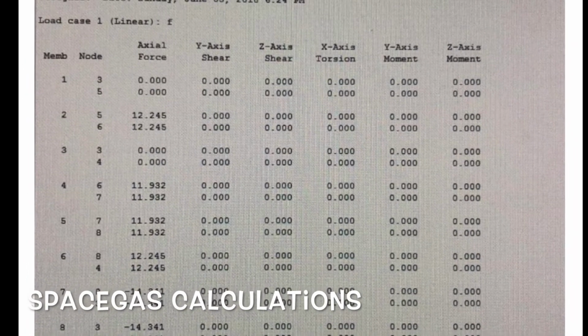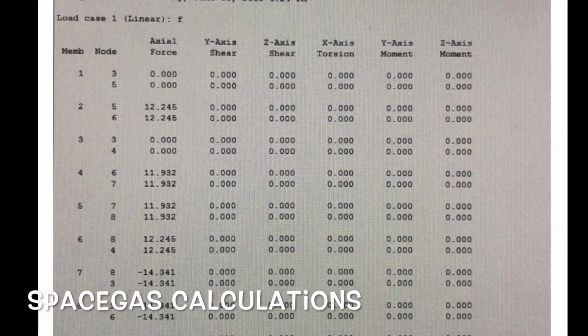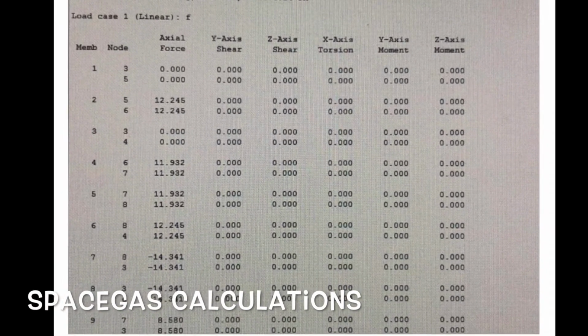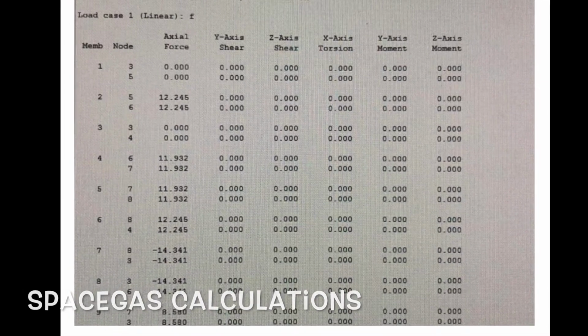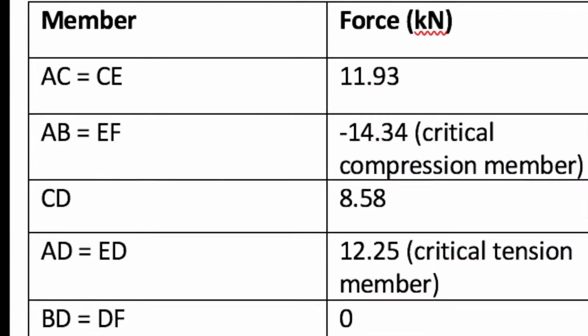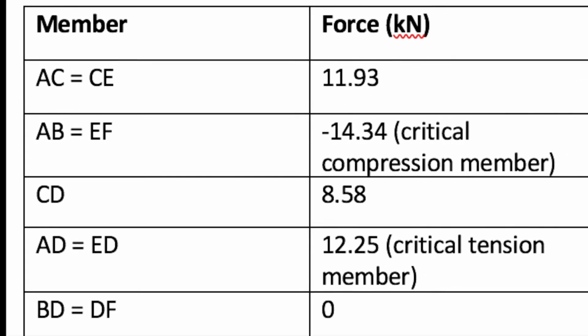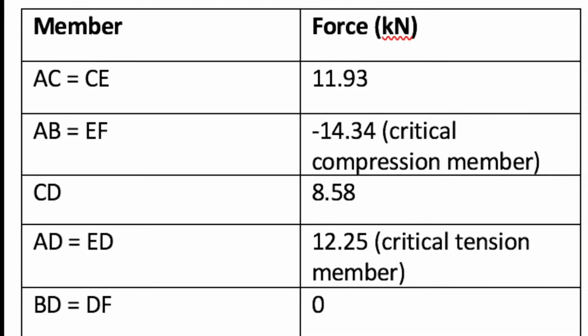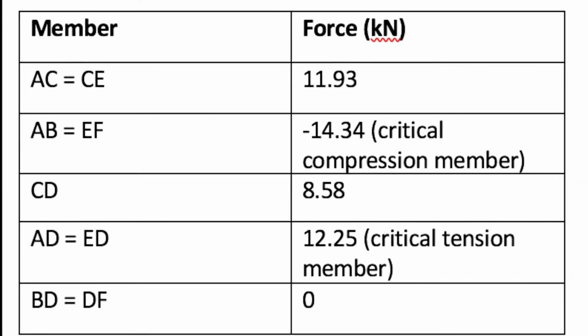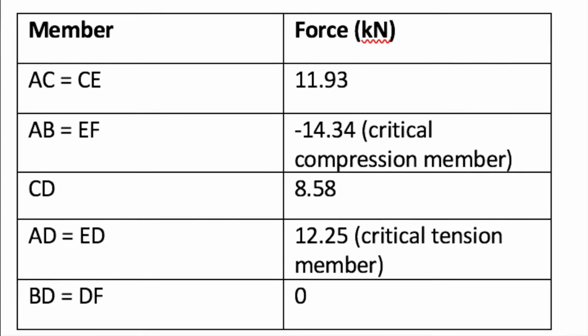This information is then entered into a computer program, SpaceGas. SpaceGas then calculates the force in each individual member. As both sides are exactly symmetrical, only half of the members' forces need to be determined. Members that are negative are acting under compression, and members that are positive are acting under tension.